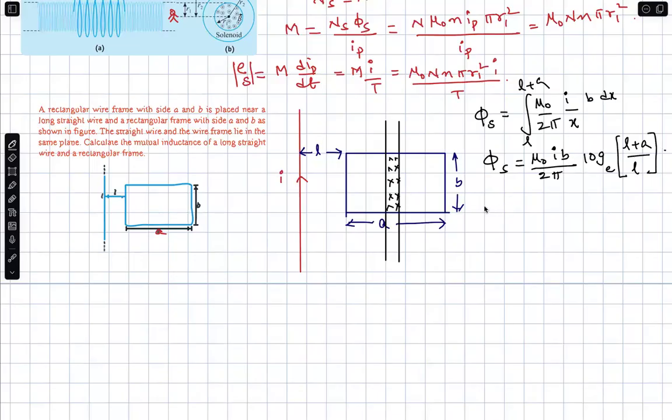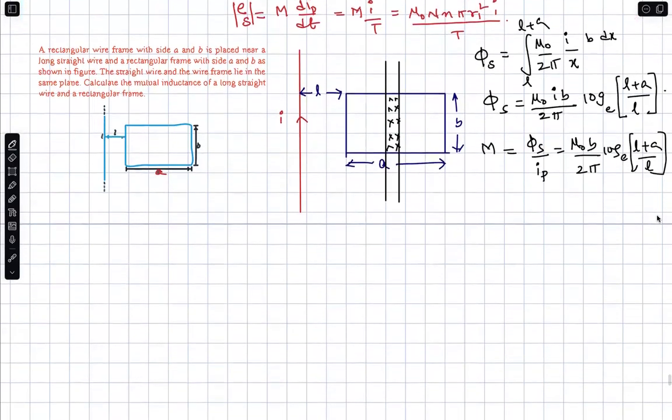And what is mutual inductance? Simple. There is no number of turns, it is a single loop. So phi secondary by I primary, which is mu naught B by 2 pi log e of (L plus A) by L. Boys and girls, do you have any doubt in this? Please ask me. Do you have any doubt? No, sir, no doubts.